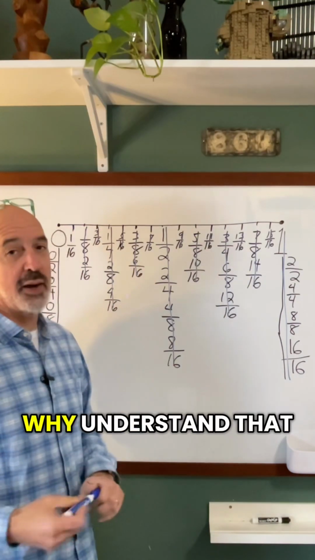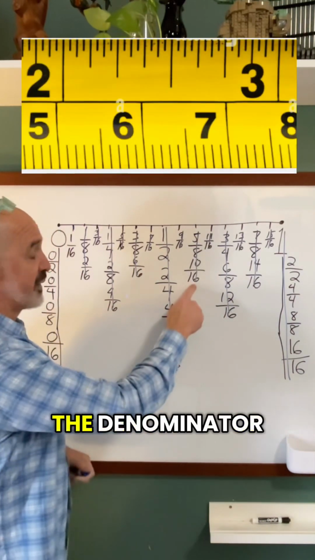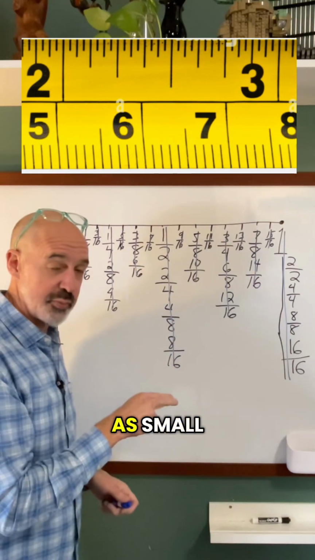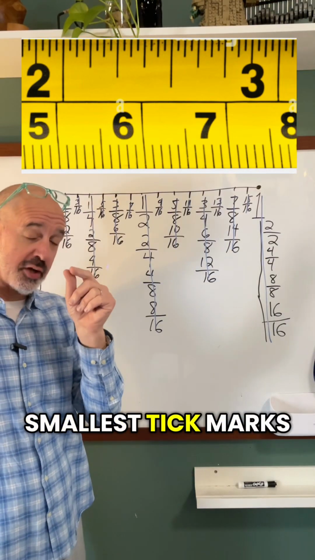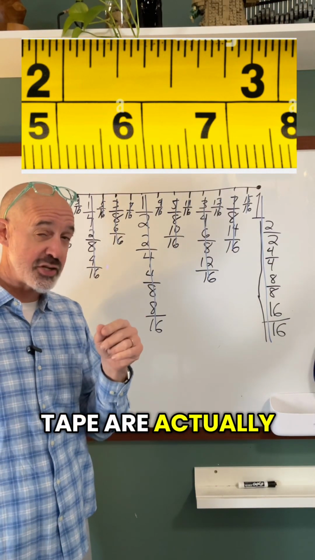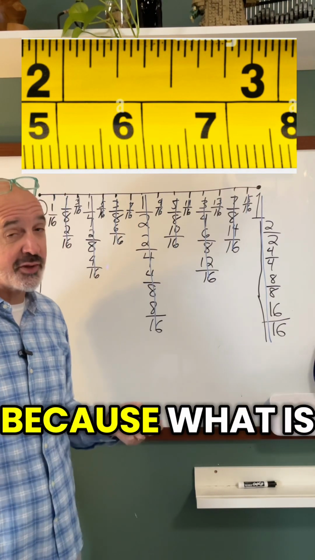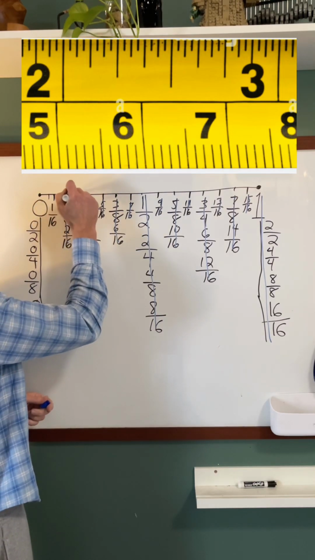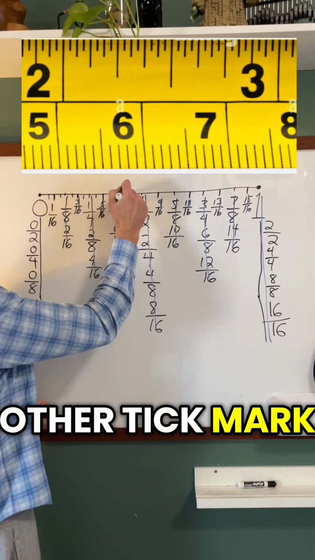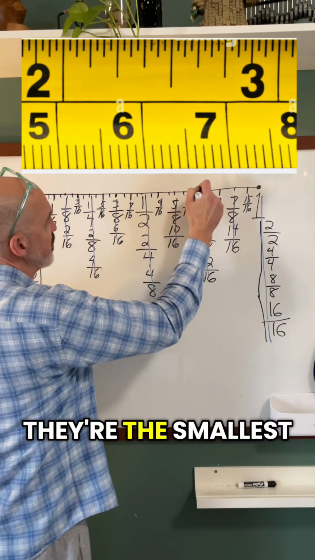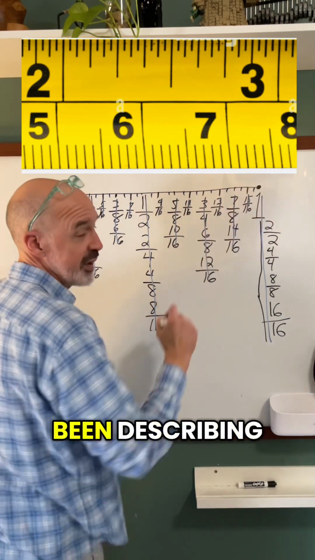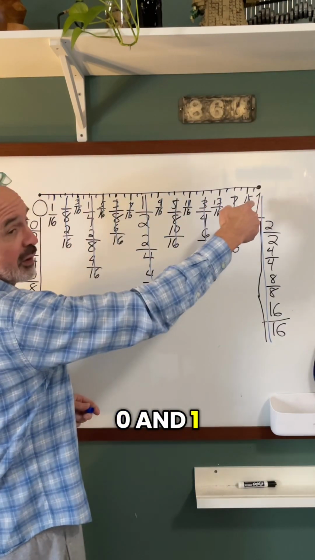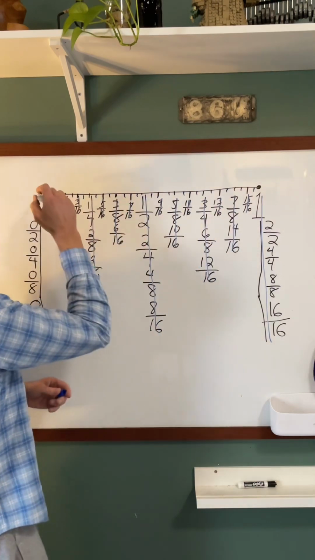Absolutely. This is why. Understand that when you double the denominator, you're making the piece half the size, or twice as small. Now, the smallest tick marks that you see on the measuring tape are actually 32nds, which makes sense because what is 16 times 2? 32. So in between every other tick mark is a 32nd. They're the smallest piece for the same reason I've been describing. There are 32 little gaps between 0 and 1, and 1 and 2, etc.